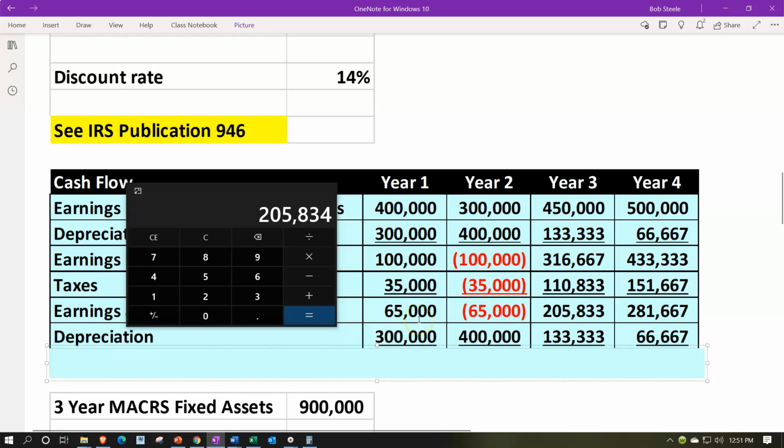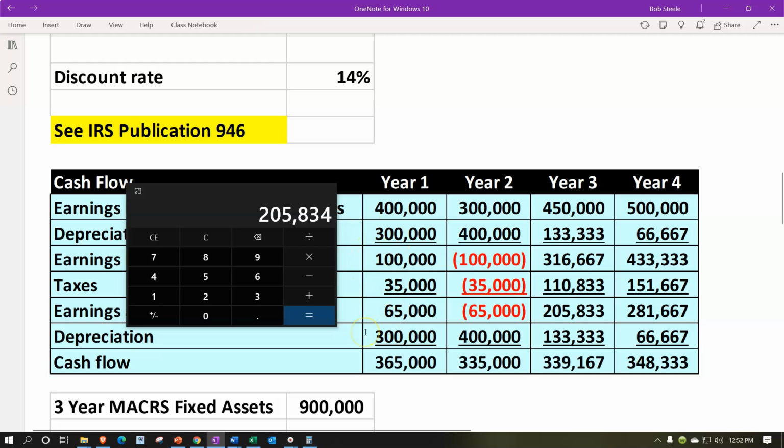And the tax is a cash flow. Depreciation is not a cash flow. The depreciation is the allocation for tax purposes of the cash flow we put up front for the 900,000 piece of equipment. If we add back the depreciation, this line just mirroring this line up top, we've got the 65,000 plus the 300 is the 365, the 400 minus the 65, the 335, the 205,883, and the 133,333 is the 339,167, and so on. So now we have our cash flows.